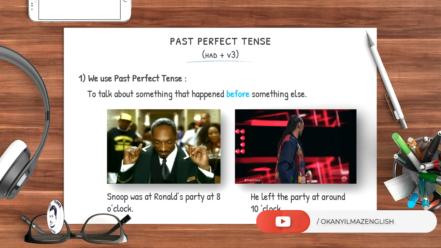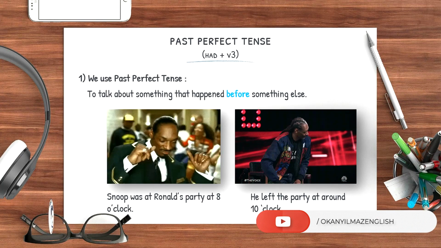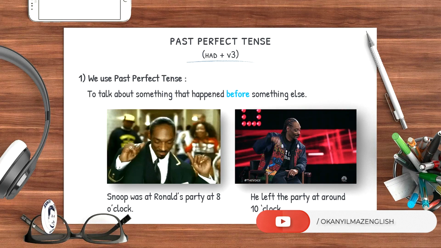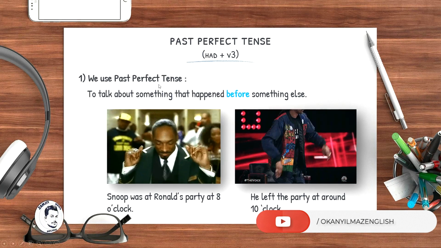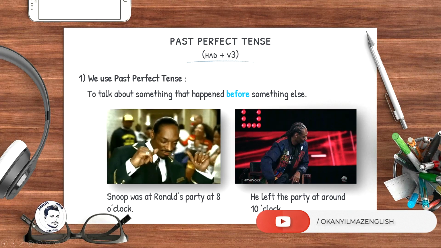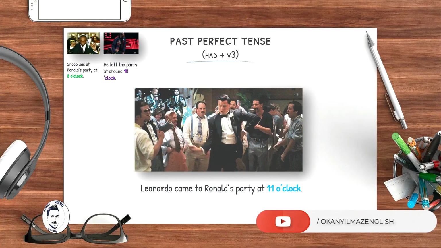For example, you can see two pictures on the screen. The first one is Snoop Dogg was at Ronald's party at 8 o'clock. The second one is he left the party at around 10 o'clock. Okay, Snoop Dogg is at this guy's party at 8 o'clock. But he left the party at around 10 o'clock. Leonardo came to Ronald's party at 11 o'clock.